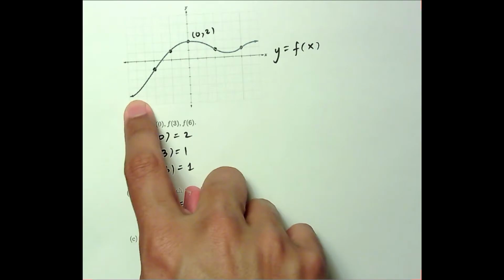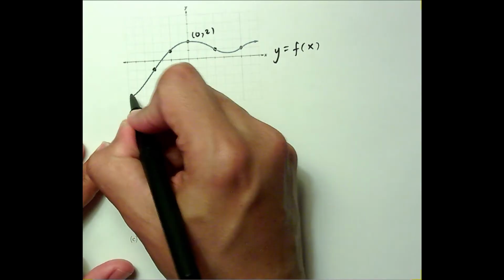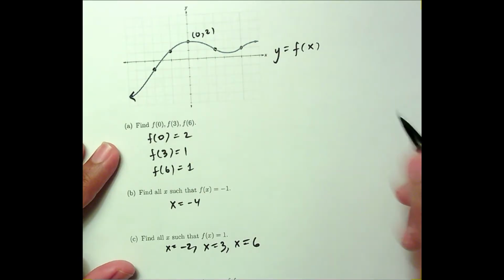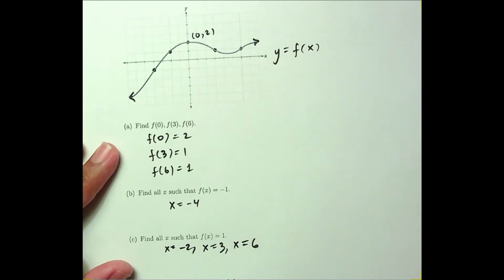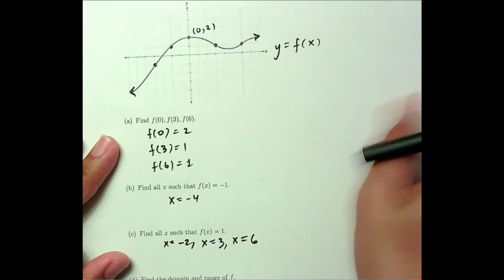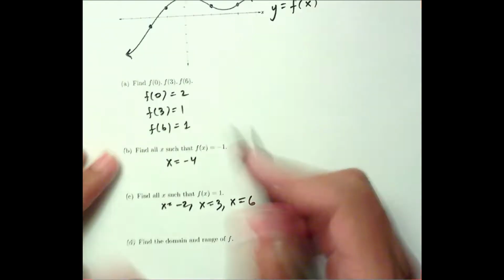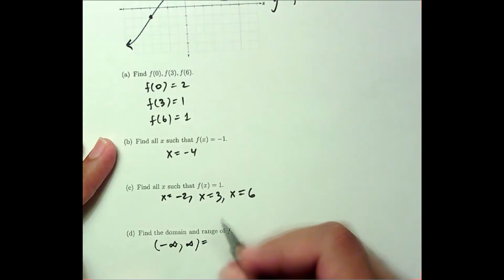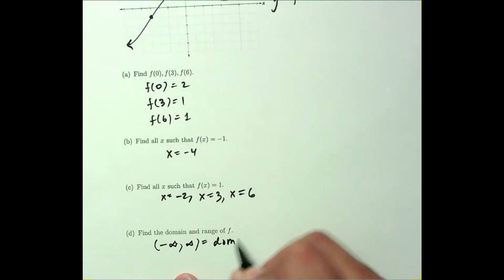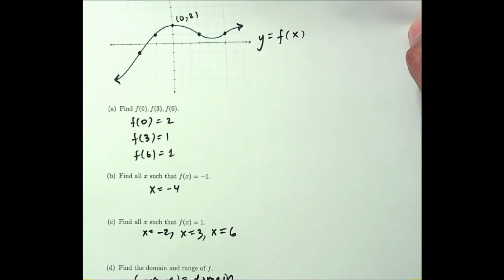There's an arrow right there, so that means this graph goes on forever to the left. And there's an arrow to the right, so that means that graph goes forever to the right. If it goes forever to the left and forever to the right, the domain is going to be, what? It's going to be from -infinity to plus infinity. That would be the domain. From -infinity to infinity. It goes forever to the left and forever to the right.